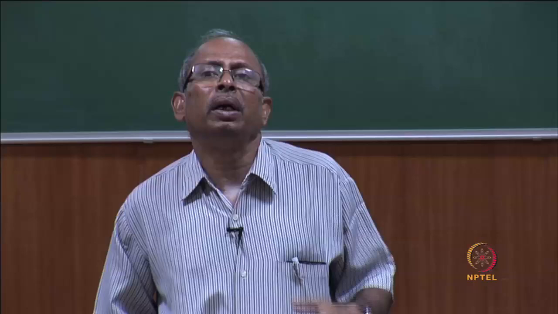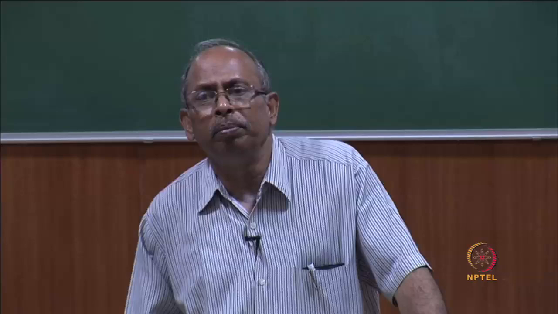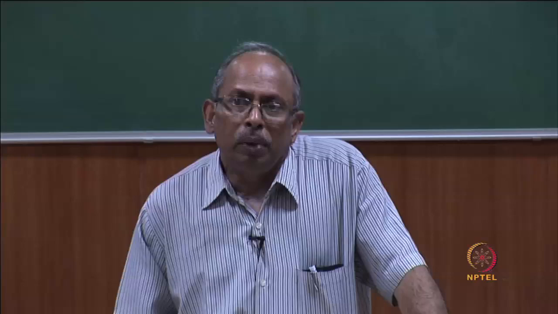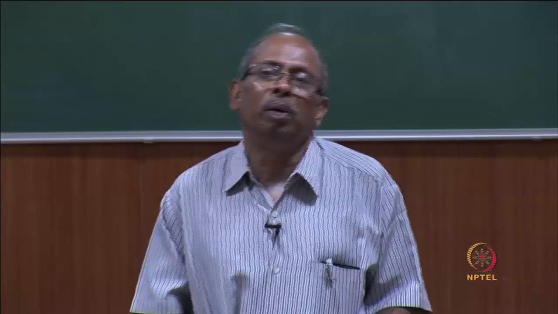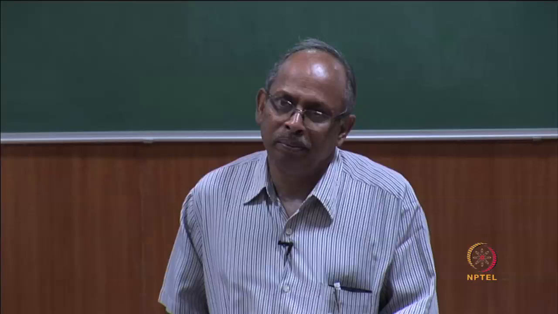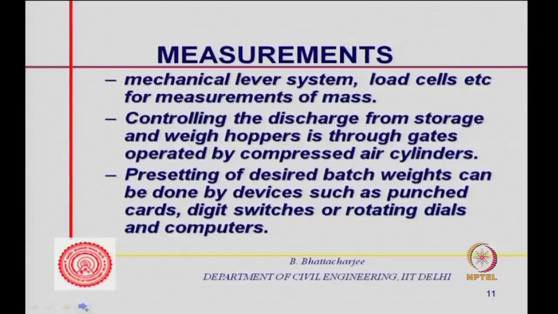However, in a manual batching plant, weighing is done by manual means. You should preset the desired batch weights. Earlier it was done through punch cards, digital switches or rotating dials, but today it would all be through computer control. You just put those numbers in your computer keyboard, and that's it. It can be easily done today using an automatic control system, and that is what would be best for engineered concrete.